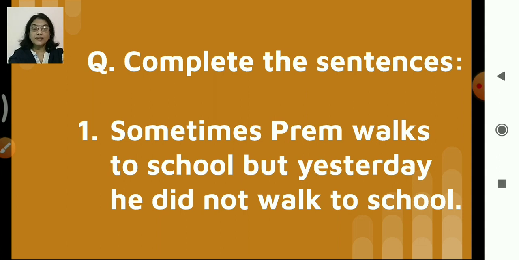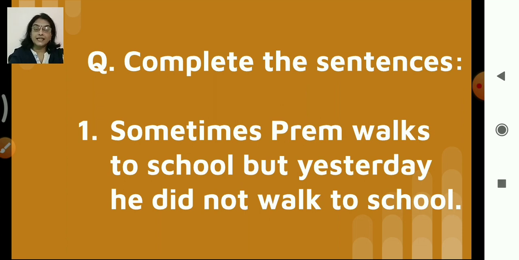Now here, sometimes Prem walks to school. Sometimes means many times, right? Sometimes Prem walks to school means many times, whenever he has to go to school, he walks. But yesterday, he did not walk to school. Sometimes Prem walks. So we have the plural form of walk. Walk will become walks, right? Plural verb, walks to school.